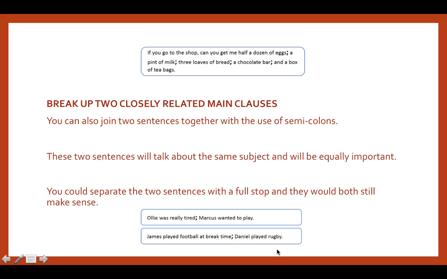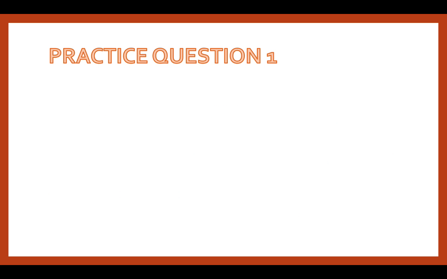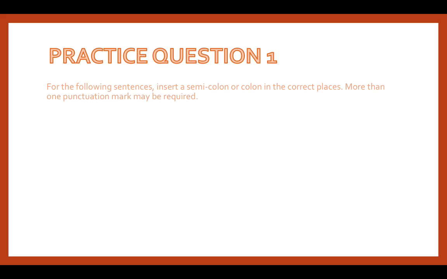Again, so both sentences would make sense if you replace the semicolon with a full stop. So here is a quick practice question for you to try out, okay? Make sure you have a blank piece of paper and a pen at hand. For the following sentences, insert a semicolon or a colon in the correct places. More than one punctuation mark may be required, okay?